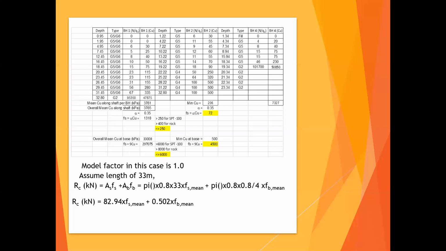The minimum is borehole 2, which is 500. Again, the base resistance for this mean is extremely high. If you use 9 CU, it will exceed the rock limit resistance, also for the soil. So we will use the soil first. Remember, the model factor in this case is 1. So assuming a length of 33 meters, you calculate the resistance for every single borehole. I generalize this to a generic equation, which is about 89.94 multiplied by the mean shaft resistance plus 0.502 of the base resistance.